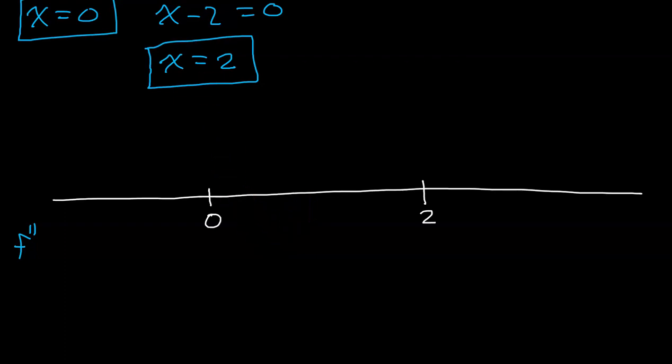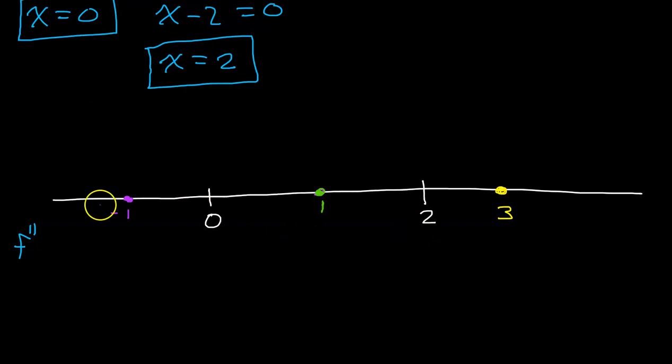We're going to need some test values. So for example, in this interval, I think I will use -1. And in this interval, I will use positive 1. You know what? I like to change colors when I do this. So in this interval, I will use positive 1. And in this interval, I will use 3.